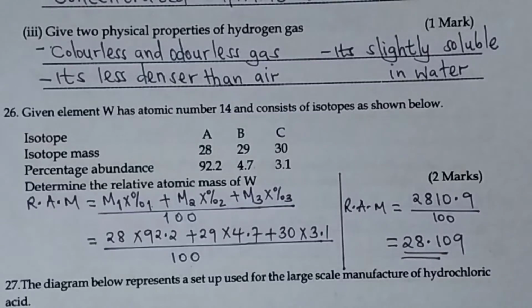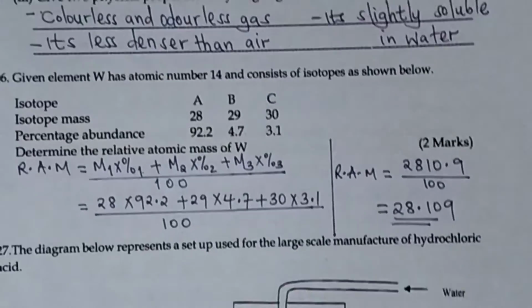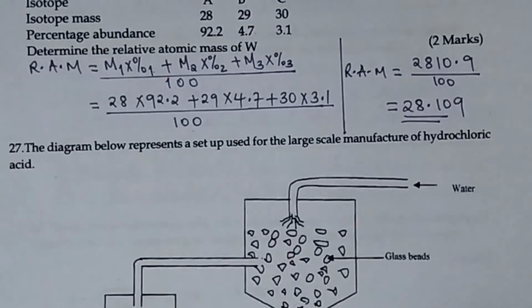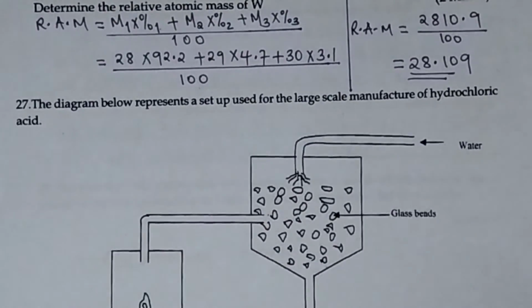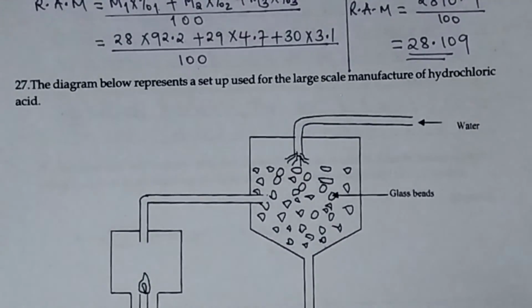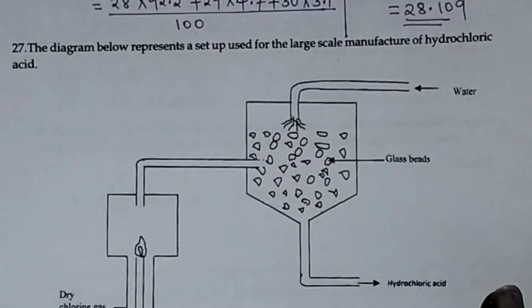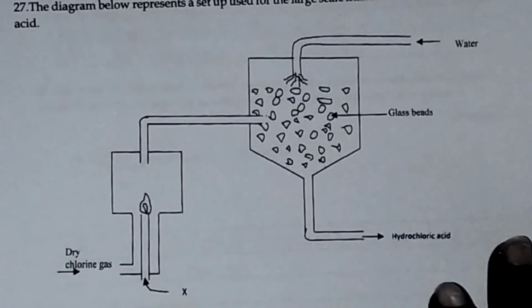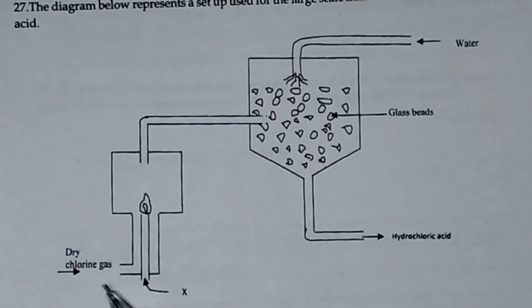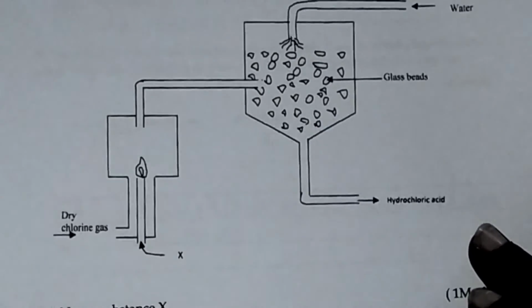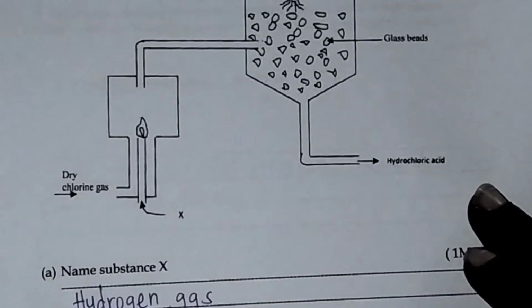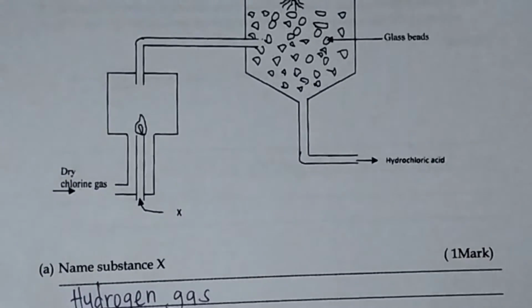So we got question 27. We are told the diagram below represents a setup used for a large-scale manufacture of hydrochloric acid. That's the setup. Here we have dry chlorine gas, and we have hydrogen, which is taken in a jet. We are told to name substance X. That's hydrogen gas.